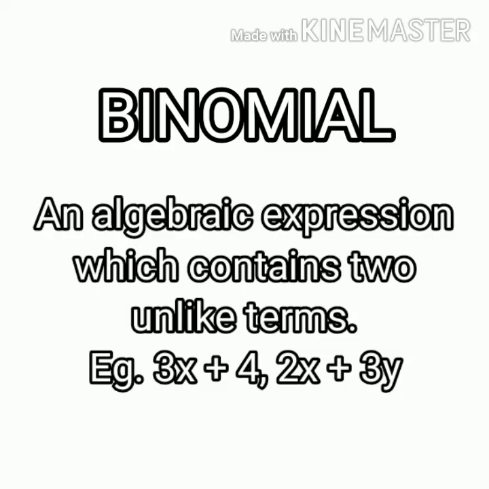Second type of algebraic expression is binomial. An algebraic expression which contains two unlike terms is known as a binomial. For example, 3x + 4. In this expression, there are two terms, that is 3x and 4. So, if an expression contains two terms, that expression is known as a binomial.